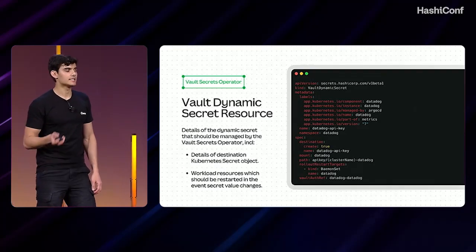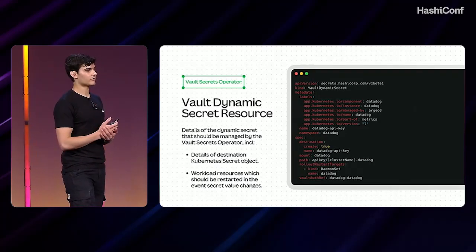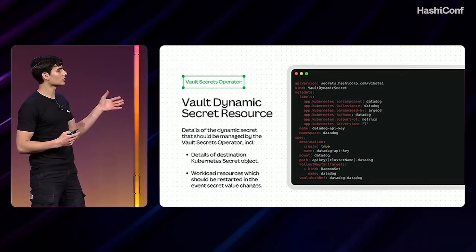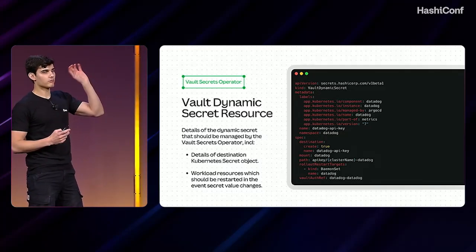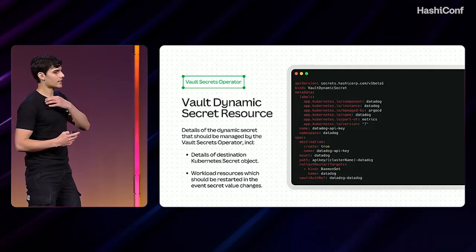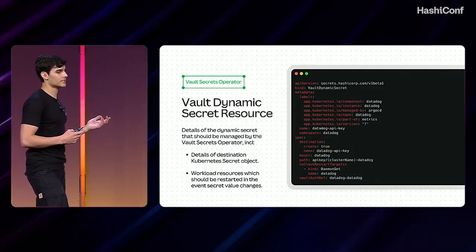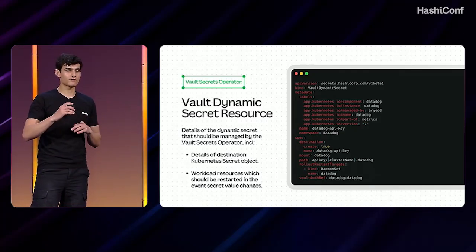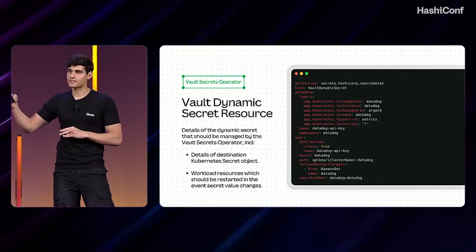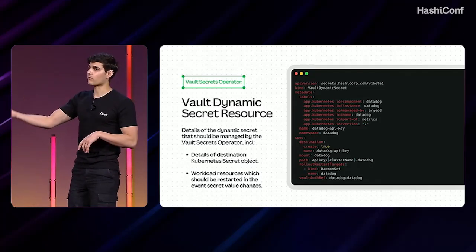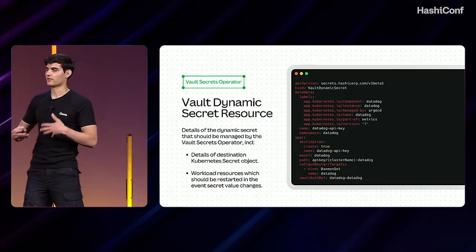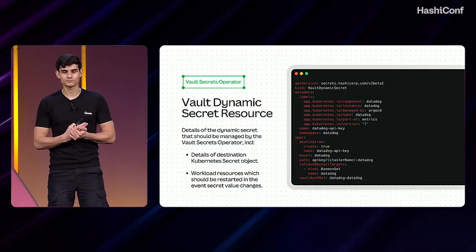Our second CRD is the Vault dynamic secret resource. It instructs the Vault secrets operator to use a particular Vault auth to log into Vault and read a particular dynamic secret path. The Vault dynamic secret resource then instructs VSO to sync the dynamic secret value to a particular Kubernetes secret, and when the Kubernetes secret value changes, perform a rollout restart on the underlying workload resources so that they can pick up the new secret value.